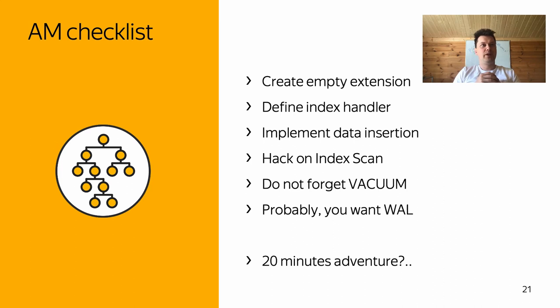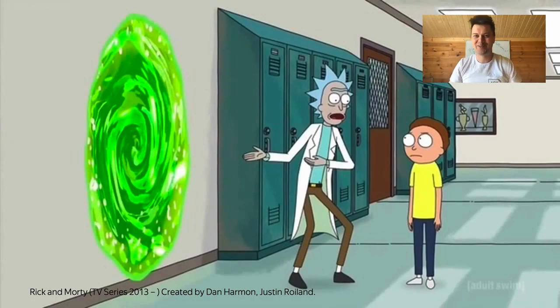What do you have to do to implement an index as extension? You have to create an empty extension, define an index handler, a function which returns pointers to other functions which Postgres needs to do searches. You have to implement data in, like data insertion, and data out, like index scan or scanning through your data. And currently you need to implement vacuum. And if you want to see your extension on replicas, you also have to have write-ahead logging. And all this sounds like a 20 minute adventure. It may be much more, but let's try to do this in code.